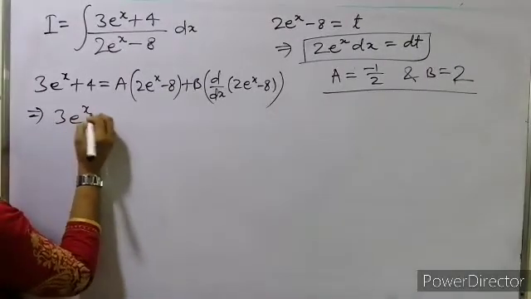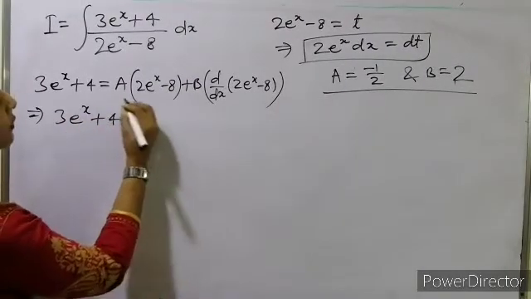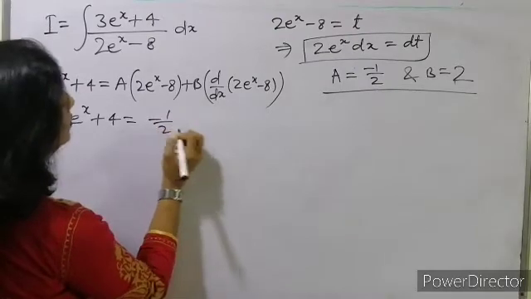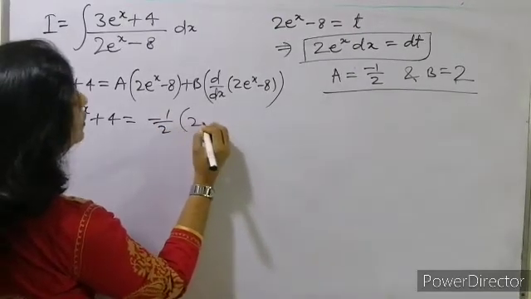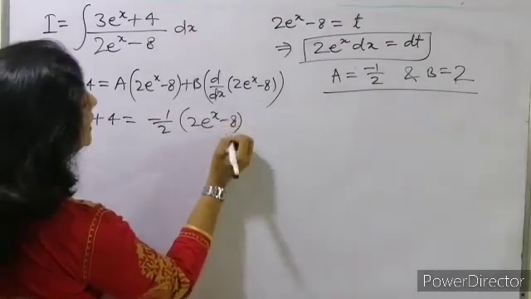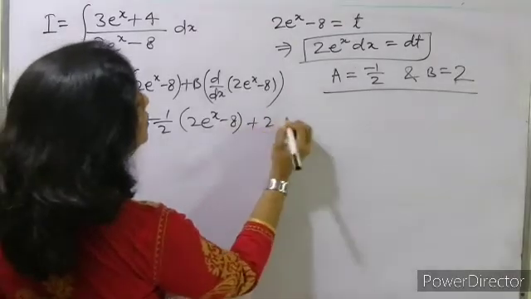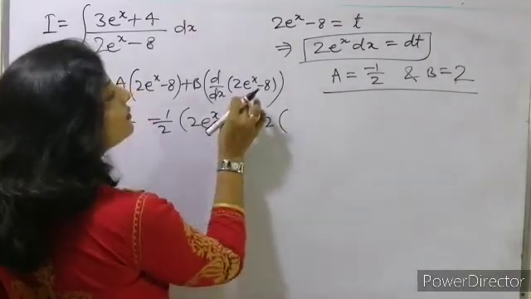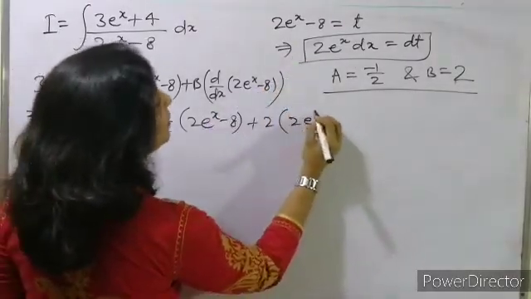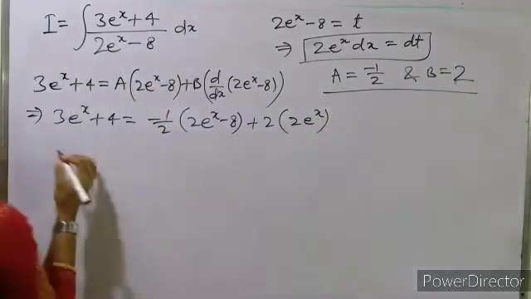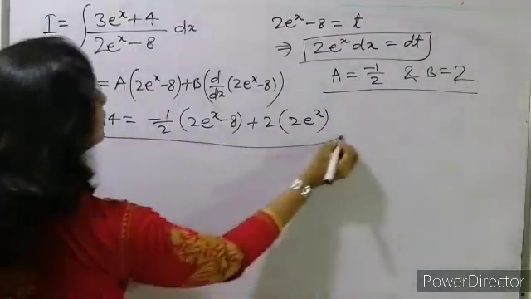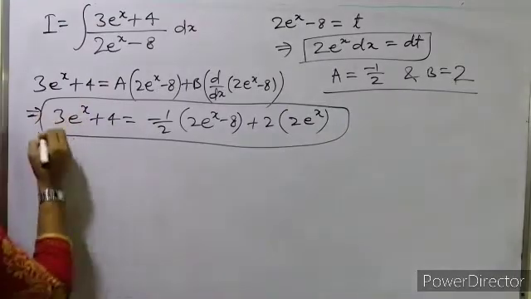So 3e to the power x plus 4 should be equal to a का value -1/2 into 2e to the power x minus 8 plus b का value is 2, 2 into when we'll differentiate this one, we'll get 2e to the power x. ठीक है. So this way we have to break the numerator.